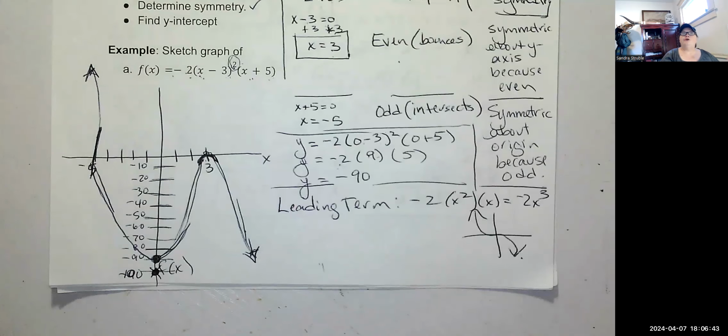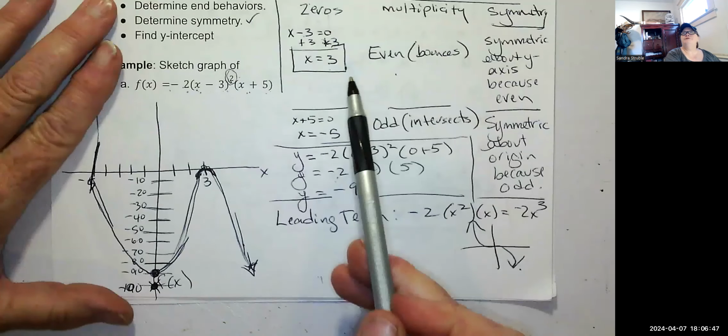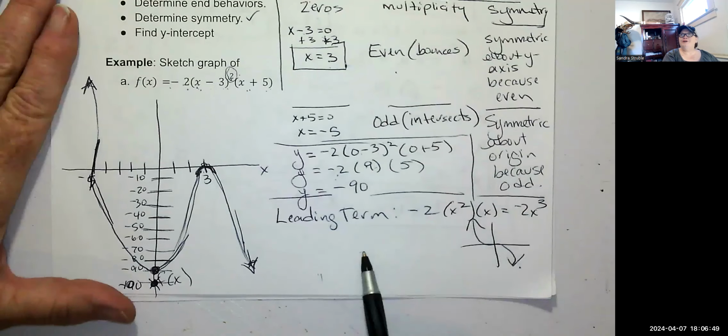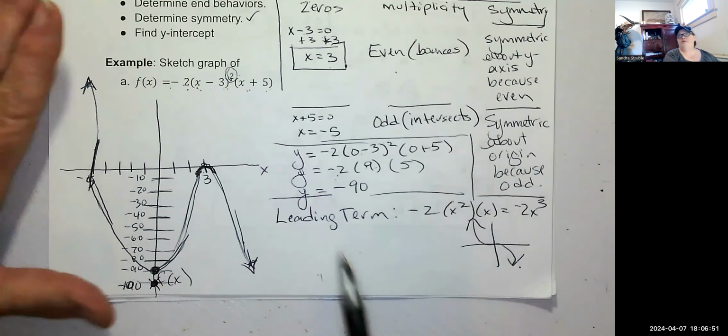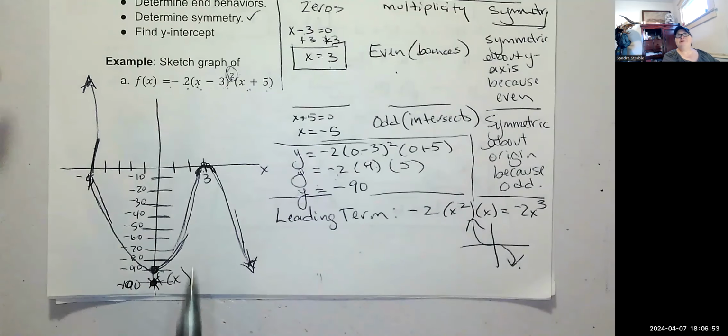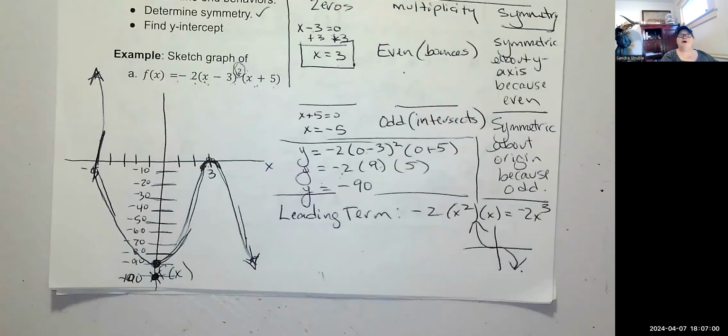Those are all the different things I was able to get from the zeros, the multiplicity, and the leading term, along with the y-intercept, to help us decide what this was going to look like. That's probably a pretty good sketch of it. If you wanted to put this in Desmos or your calculator to see, it should provide something that looks relatively similar to this. All right, let's go to the next.